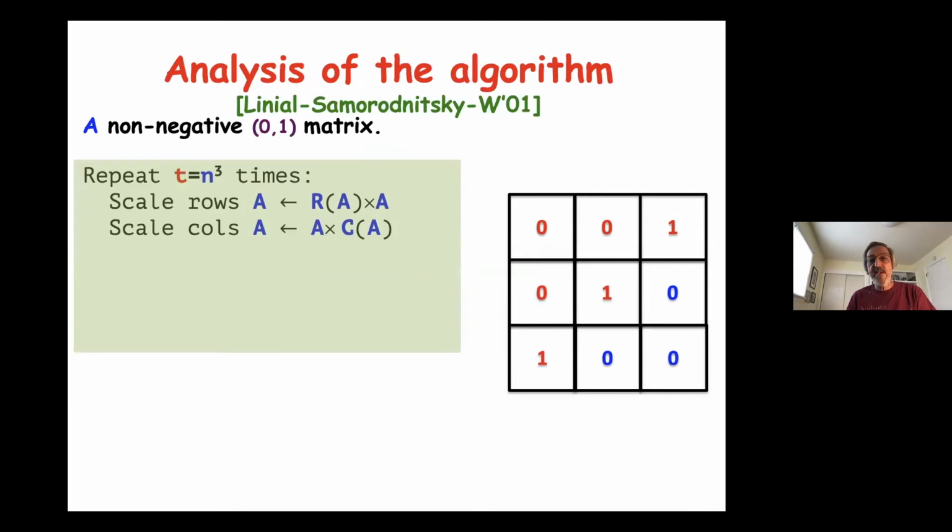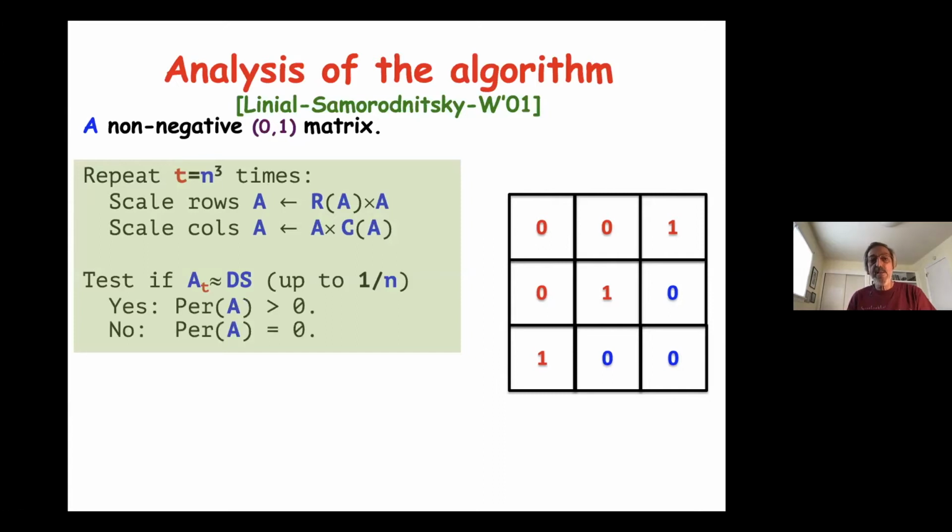Let me say again what this algorithm does in general. It repeats these two operations n cubed times, let's say if the entries are 0, 1. And then it tests whether the row sums and column sums are close to being all 1, up to 1 over n in any norm you want. And it declares that if they are close, then the permanent is positive, there is a perfect matching, and otherwise that it's 0, there is no perfect matching.